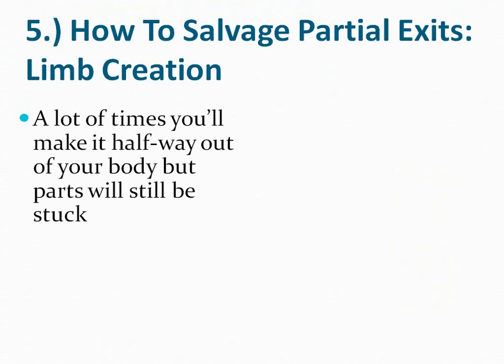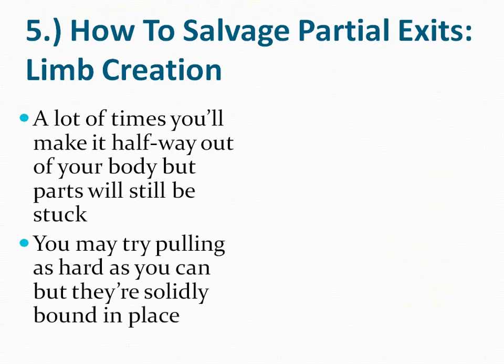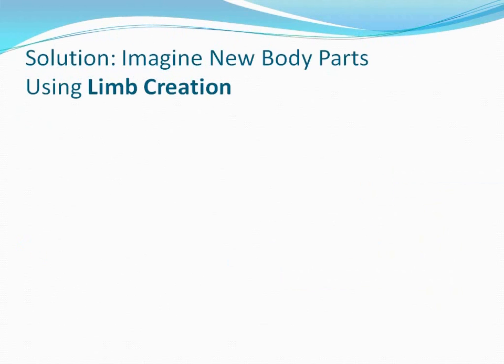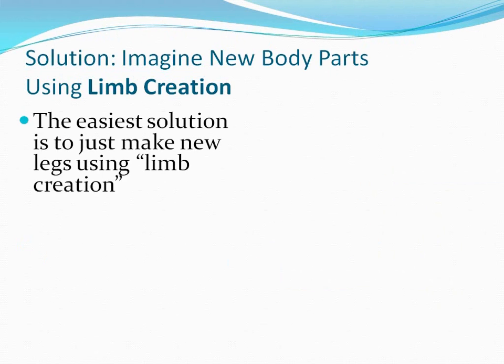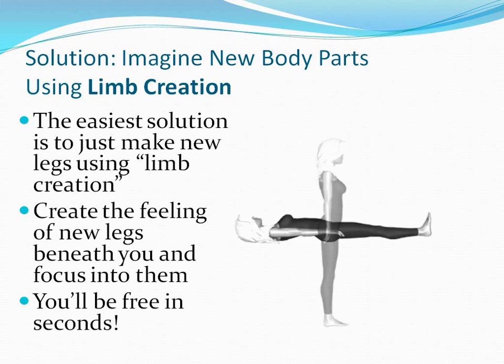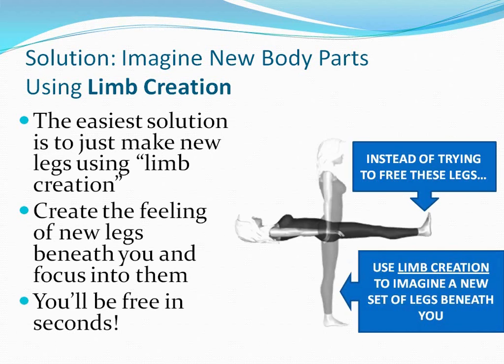For instance, you might find that you can free your arms, but your legs are still glued in place, and even if you use your non-physical hands to pull your legs out, they just won't budge. This brings us to the fifth movement-free exit technique called limb creation. Once you have about half of your body out, instead of trying to get the rest of your limbs out, just imagine a completely new set of legs or arms or whatever is stuck.